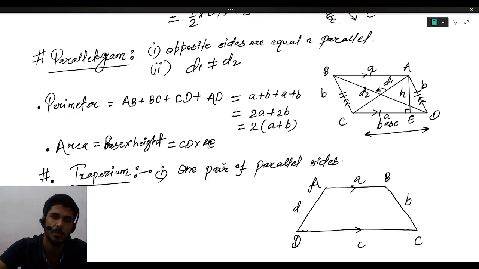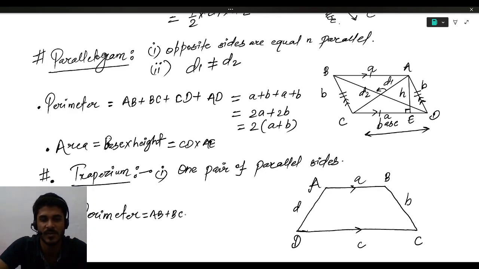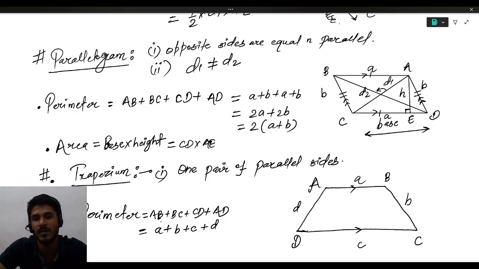Okay. So firstly, perimeter is going to be what? For perimeter, you are simply going to sum all the sides present in this quadrilateral, which is AB plus BC plus CD plus AD. AB is small a, BC is small b, CD is small c, AD is small d. So here you have got the perimeter as a plus b plus c plus d, or simply the sum of all the sides present in the trapezium.